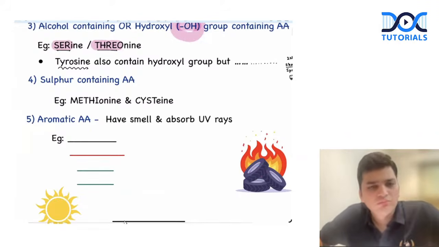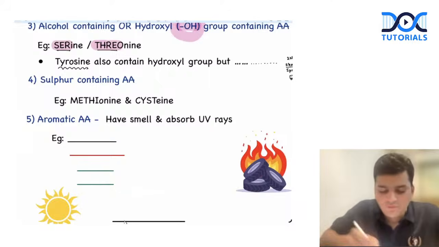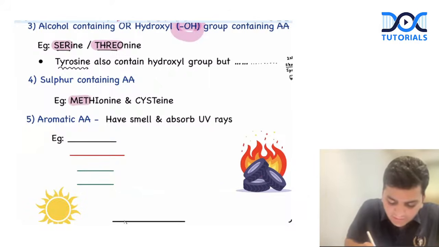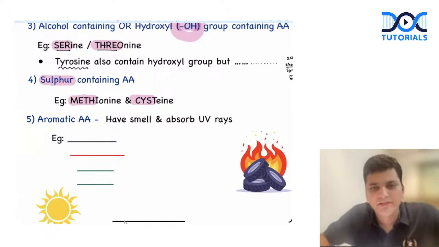Coming to the fourth subcategory of the amino acids, the sulfur-containing amino acids. The examples are methionine and cysteine. How we can remember: what is there inside the meaty cyst? Inside the meaty cyst, what is there? Sulfur. Meaty cyst, sulfur.